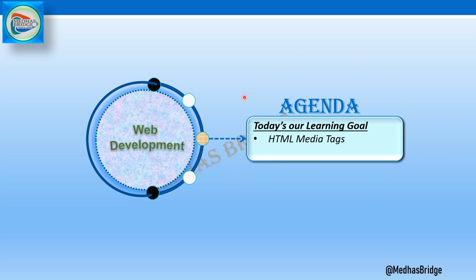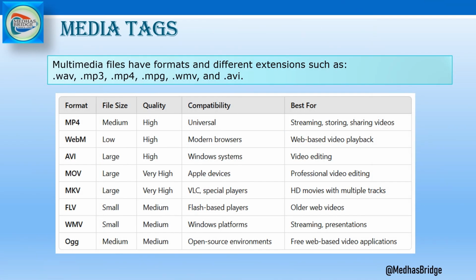Here is our today's learning agenda. In this session, we're going to look at media tags which we use in HTML web development. Media tags means multimedia files. We know that media files have different formats and different extensions. If you look at the file name, you could see .wav, .mp3, .mp4, .mpg, .wmv, .avi. Likewise you can see in files.